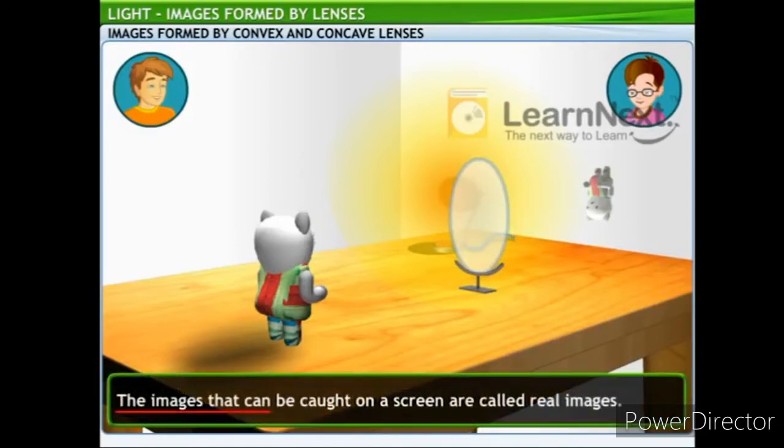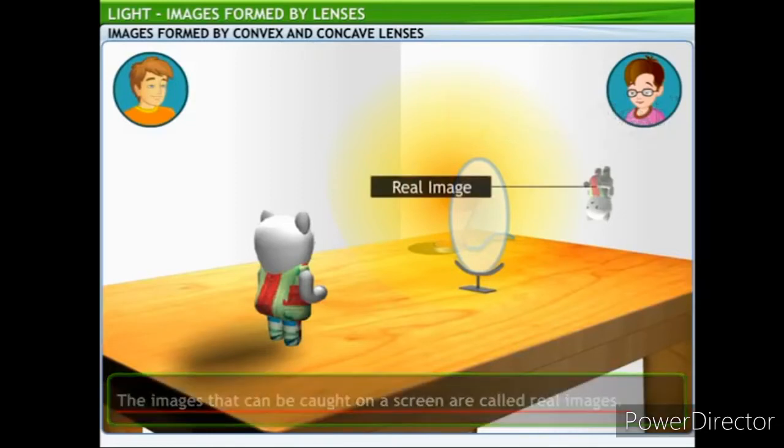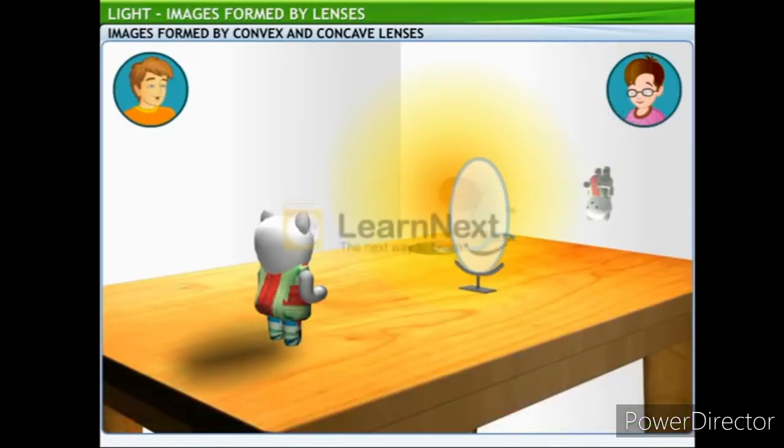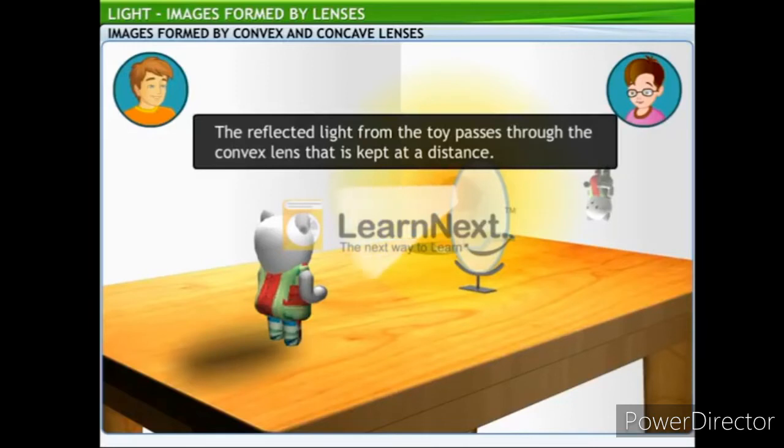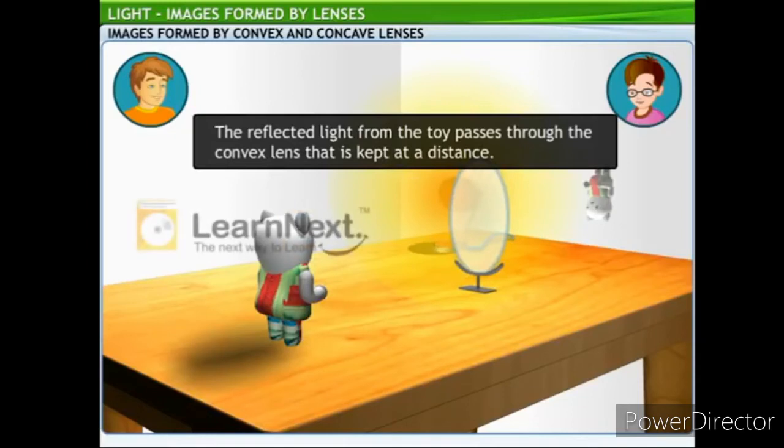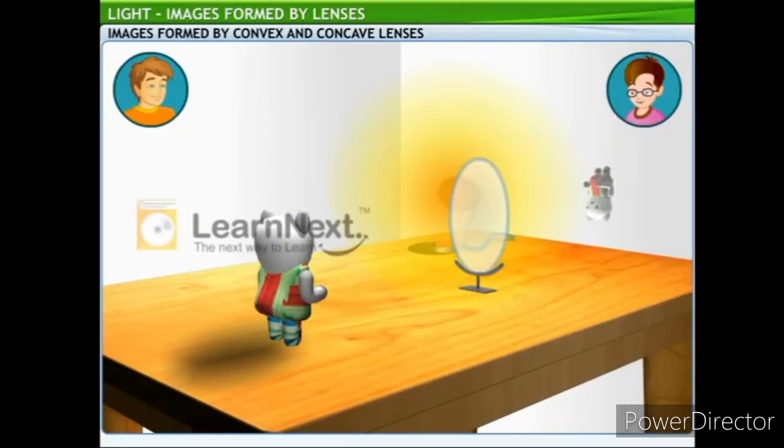Images that can be caught on a screen are called real images. As I mentioned earlier, virtual images cannot be caught on a screen. Therefore, this image is a real image. When light rays from the lamp are incident on the toy, the reflected light from the toy passes through the convex lens that is kept at a distance. These rays form an image of the toy.